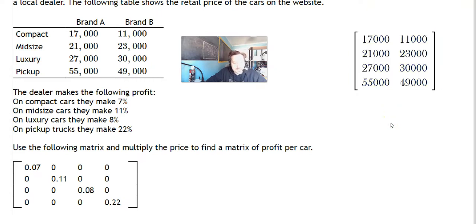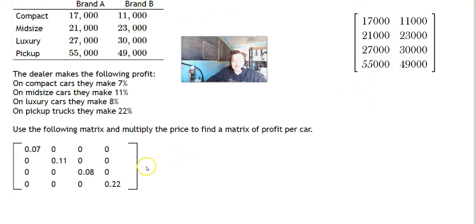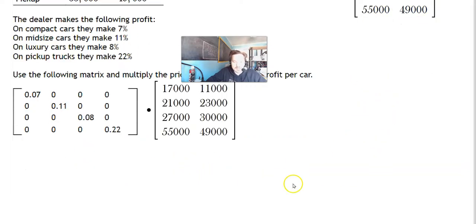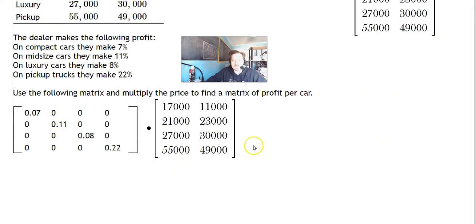Now you have the profit matrix in terms of percents. So you're going to have to take this matrix and multiply by this matrix right here. The question is, are they compatible for multiplication? Well, the answer is yes. Think about it: this is 4x4, and this is 4x2. So when you calculate, what you will have is a 4x2 also.